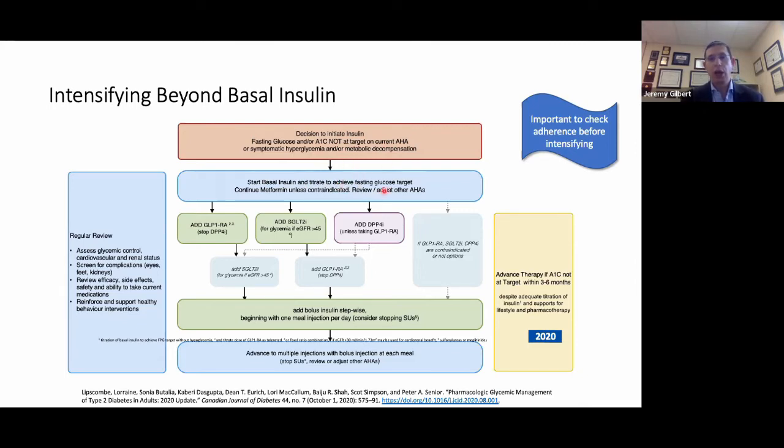If beyond that, meaning that the fasting glucose is at target, yet their A1C is still elevated, then before going to bolus insulin, think about GLP-1 receptor agonists, SGLT2 inhibitors or DPP-4 inhibitors, and then adding bolus insulin in a stepwise fashion with the largest meal per day. So that is, again, from our guidelines, with the purpose of trying to get A1C to target within 3 to 6 months.